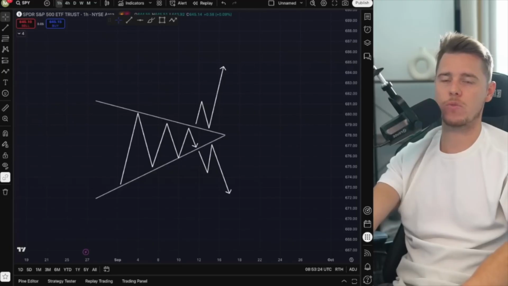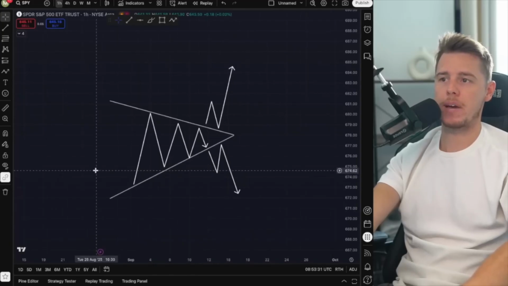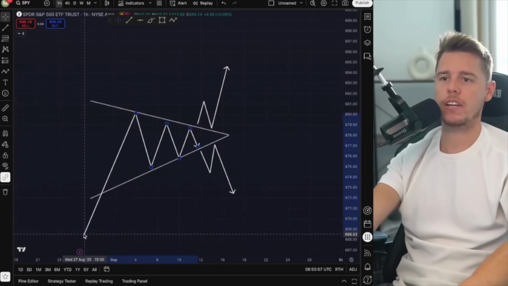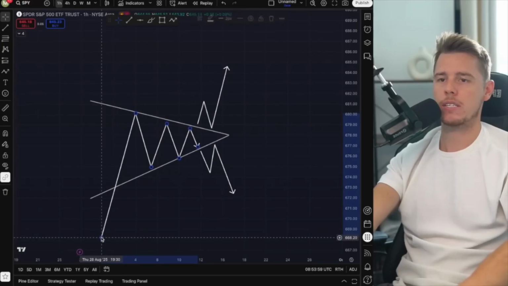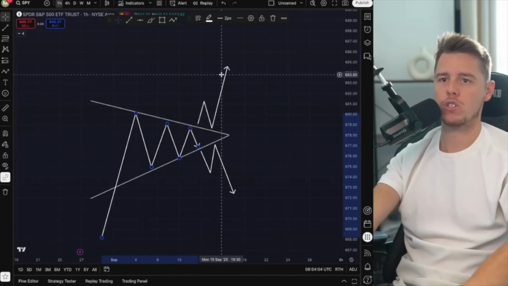Then we have the symmetrical triangle, and this one is a little bit trickier, since it doesn't really give you a clear direction. It could break to the upside but also to the downside, so it depends mostly on the market and the trend. If we come from an uptrend like this into our symmetrical triangle, the chances are higher that it breaks to the upside.